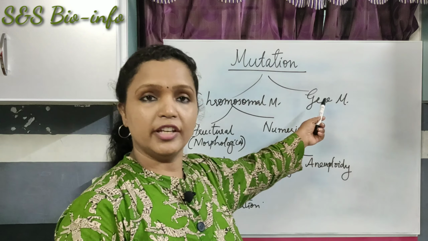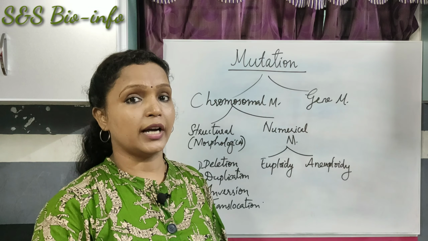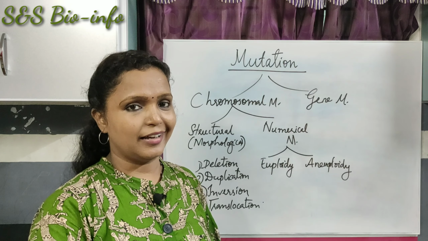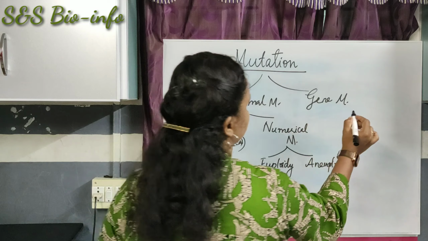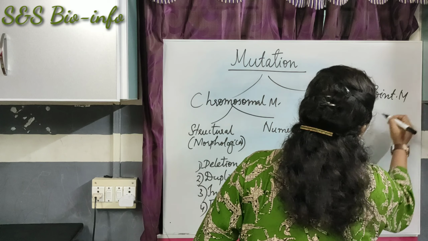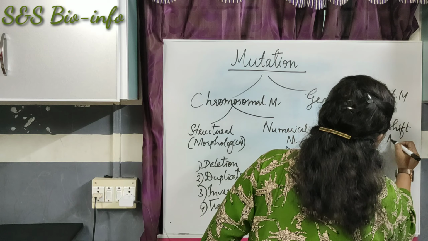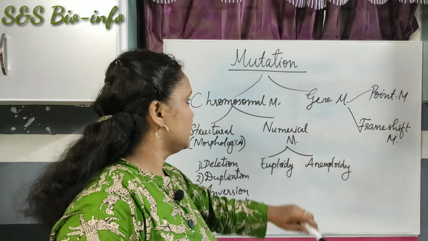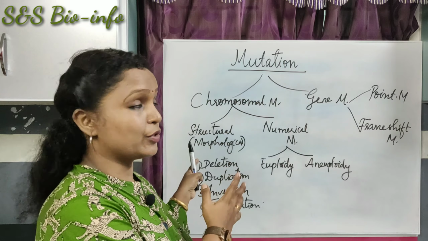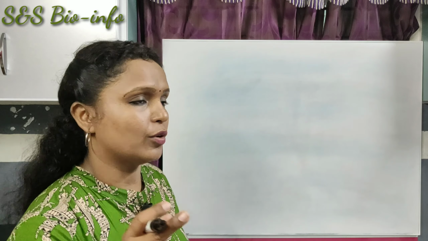Then gene mutation, mutation that occurs in the gene. It is of two kinds. They are point mutation and frame shift mutation. This is the classification of the mutation, chromosomal and gene mutations. Now, let's study some basic facts on the chromosomal mutations and the gene mutation. First of all, chromosomal mutations.